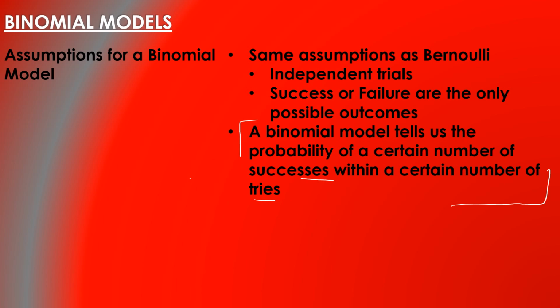So in our geometric model, we basically could find out the probability that a success happens after a certain number of tries. This, we can ask for a certain number of successes with a certain number of tries. So it's more specific and what I would argue a little bit is stronger. So let's take a look.